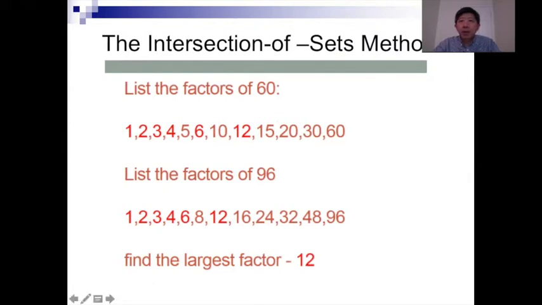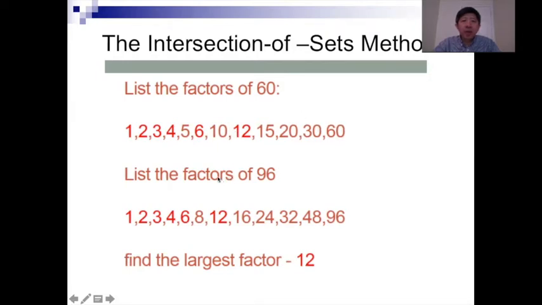Now here, if I'd like to find the GCF for 60 and 96, I will list all the factors of 60. So 1 is a factor of 60, 2 is also a factor, 3 is also a factor, 4 and 5 and 6 and 10 and 12, 15, 20, 30, and 60. These are all the factors of 60.